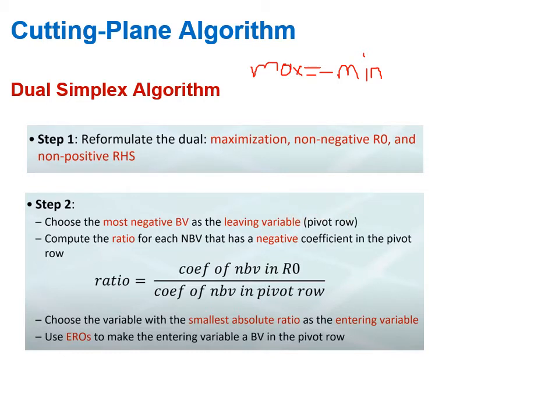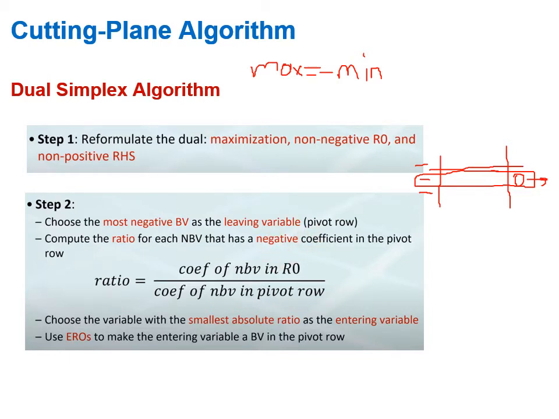Okay, so let's say this is your tableau. You have row 0 here, one constraint here, another constraint here. Then you look at the right hand side and let's say that this right hand side value is the most negative, so you decide this to be your leaving variable. Then this row becomes your pivot row. Okay. So then we compute the ratio for each non-basic variable that has a negative coefficient in the pivot row.